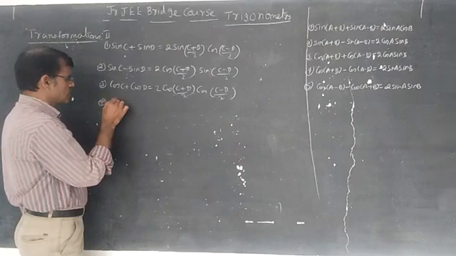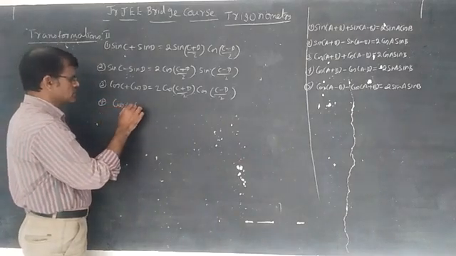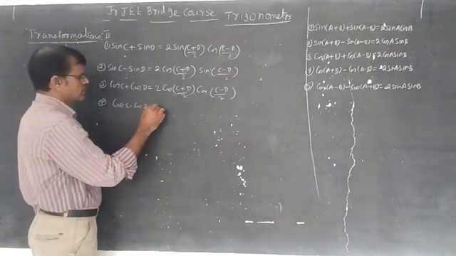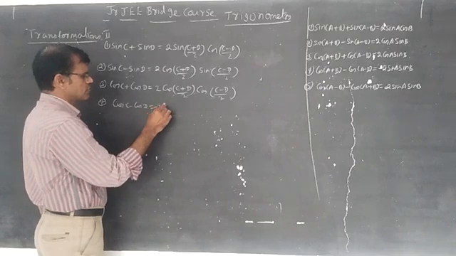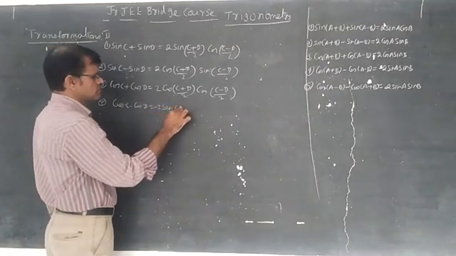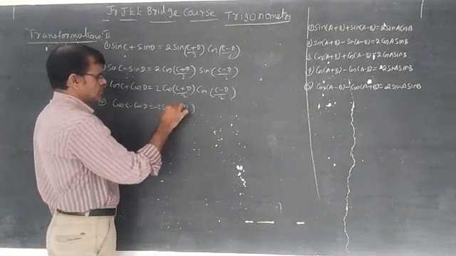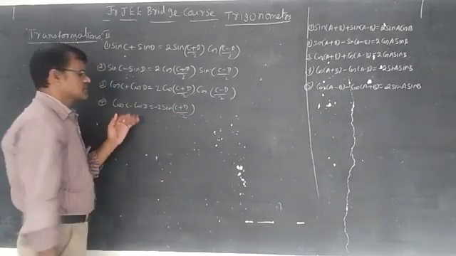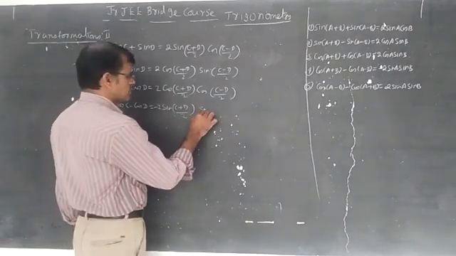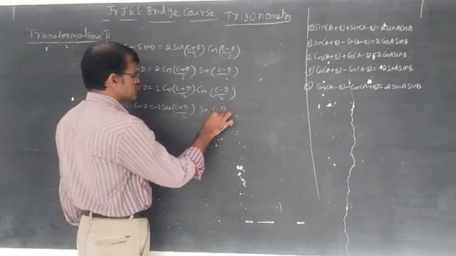Fourth one, cos C minus cos D is equal to minus 2 sin of (C plus D) by 2 into sin of (C minus D) by 2.